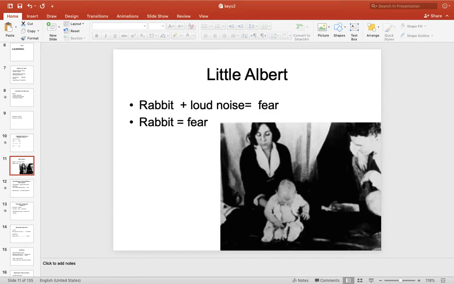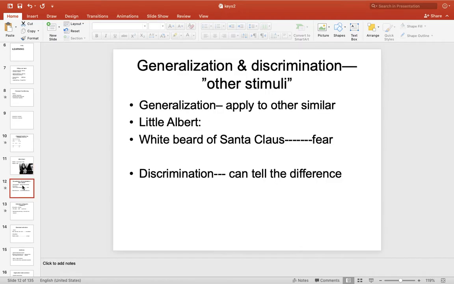Little Albert's a good example of this. They had a rabbit and a loud noise. And so it went rabbit, bang, and then the kid was afraid. And then after a while, rabbit, fear. What happened was the rabbit should not cause fear. Fear caused by a rabbit is unlearned. This would be a conditioned response. This is the response, and that's the conditioned stimulus.